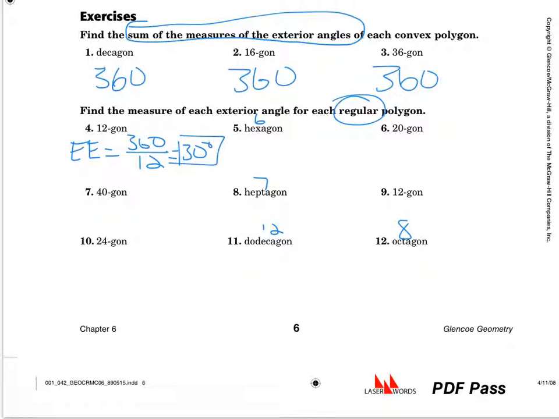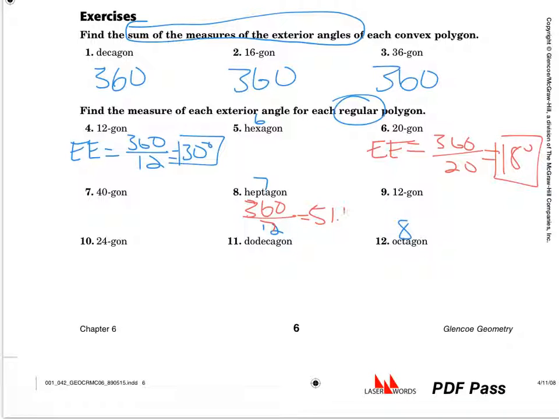If I skip over to the 20-gon, I've got 360 divided by 20. Again, easy to do. 18 degrees. Let's do the heptagon. 360 divided by 7. This one I'm going to need a calculator for because it doesn't come out perfectly, I don't think. I get about 51.4 degrees. I just round that to the tenth place. That's plenty. And you get the idea. So that's it for section 1.